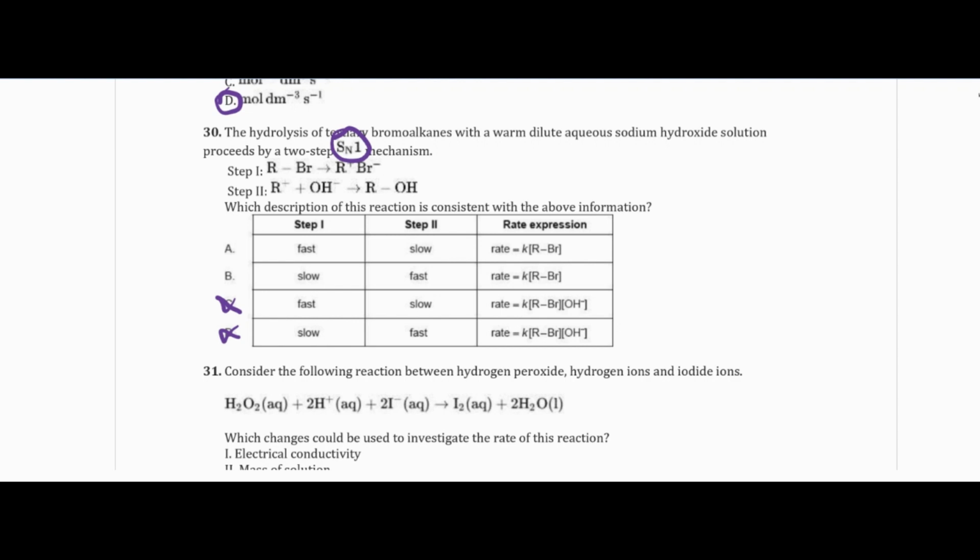If we only want the bromoalkane, it means we don't want to be going through this step because this is what gets us the hydroxyl. So this must be the slow step in order for that to happen. The rate equation contains anything involved up to and including the rate determining step. So if this slow step is the rate determining step, nothing after it will count, which means our answer will be B.